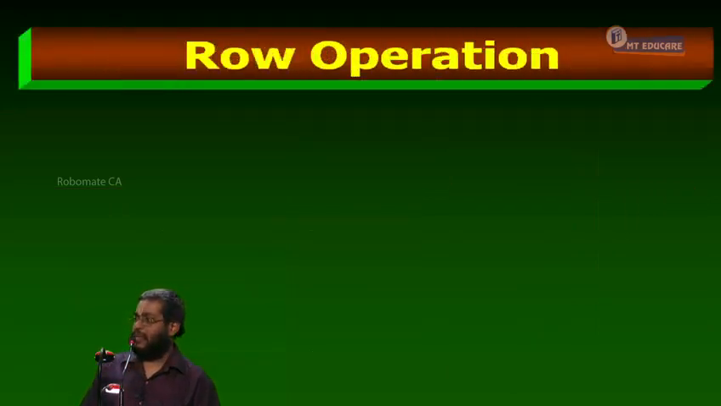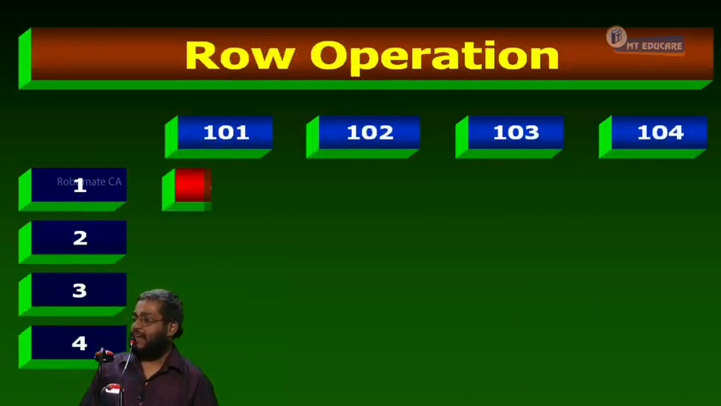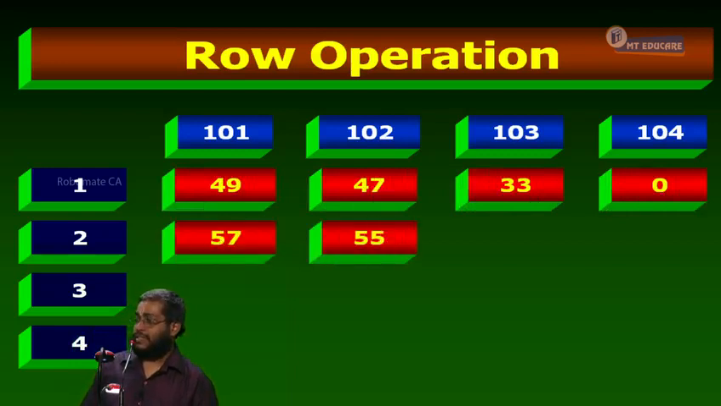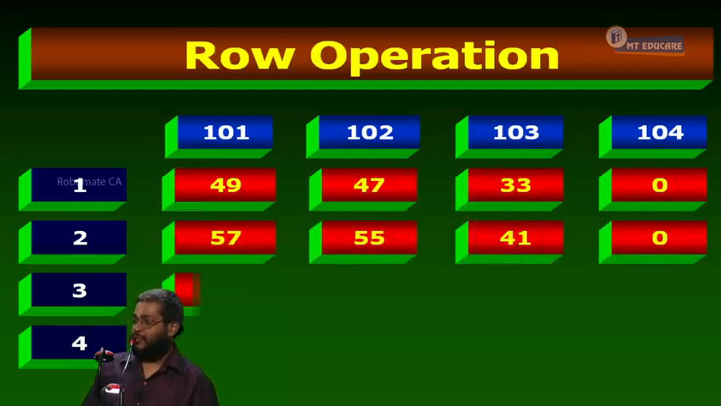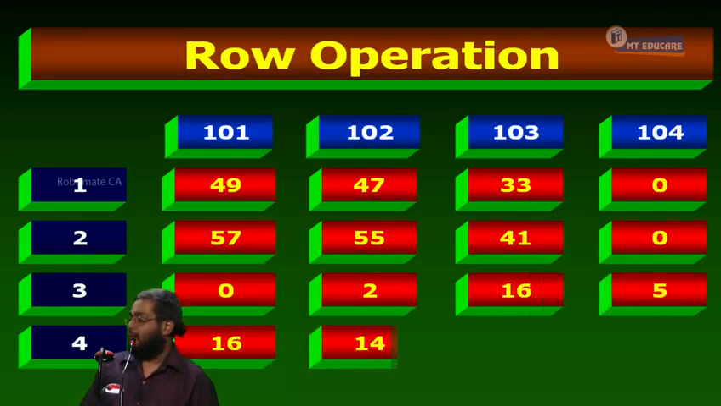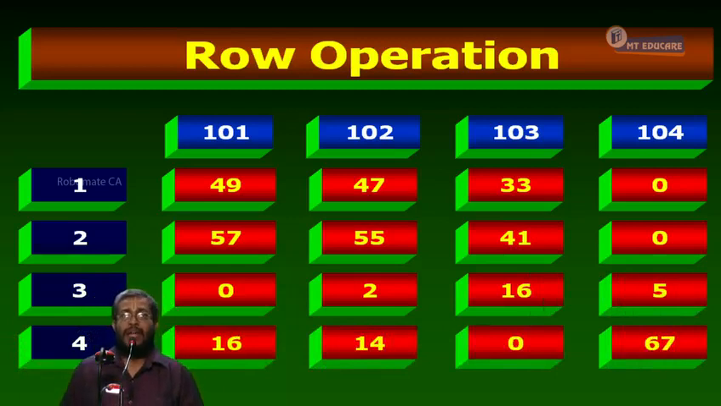Please check my numbers also. Tell me the numbers once again, row wise. It is 49, 47, 33, 0. Next is what? 57, 55, 41, 0. 0, 2, 16, 5.